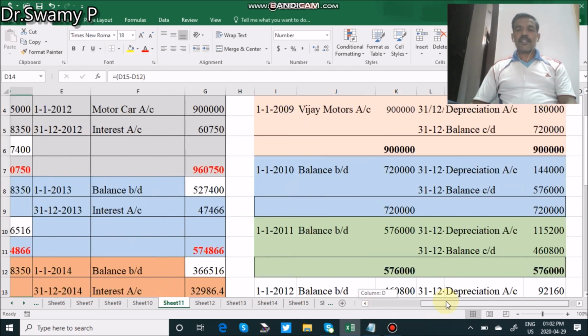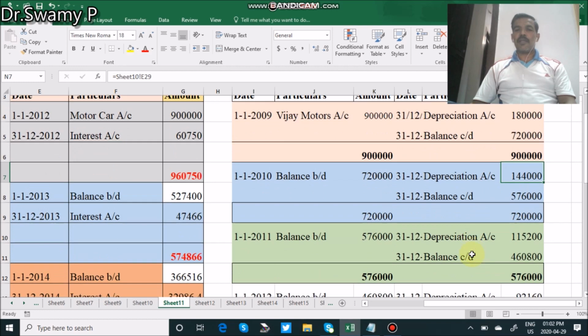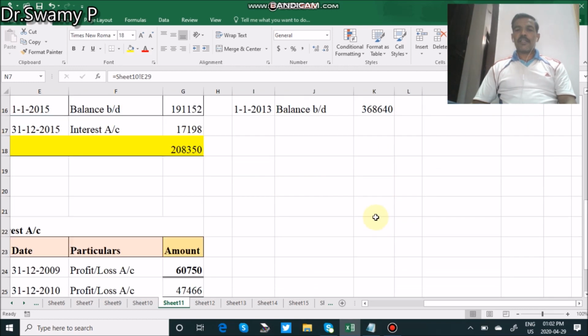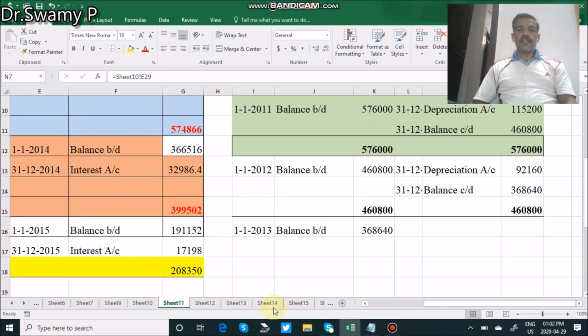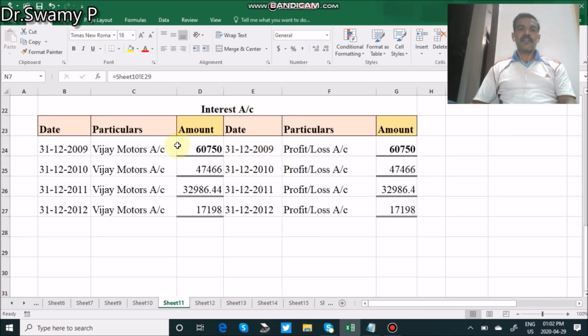And when we go to the asset account, entries are shown. Motor car account debited to Vijay Motors account, the asset account is recorded, depreciation is recorded, and the balance shown. Asset account balance, depreciation, and the balance shown. Similarly, all the entries are shown here. And the interest account in the books of the hire purchaser is recorded here. First year interest account debited to Vijay Motors 60,750. The same is transferred to the profit and loss account, and the same entries are made depending upon the amount for all the 4 years.